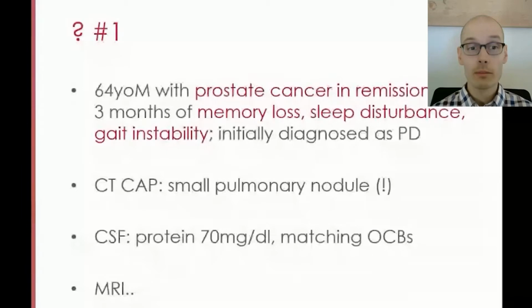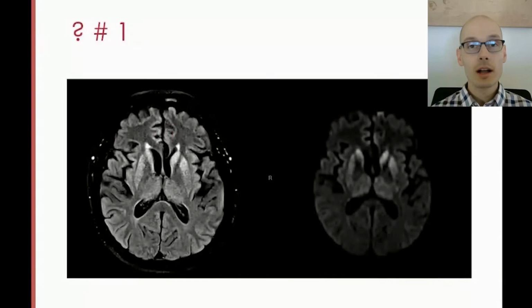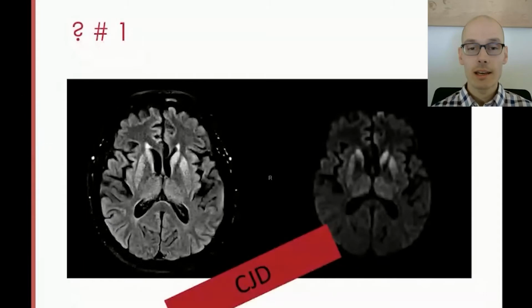Well, further data comes in. We see some matching oligoclonal bands in the spinal fluid. It's minimally abnormal. MRI, however, shows something a little unexpected. We see some T2 hyperintensities in the subcortical basal ganglia region here, but bilaterally, also with diffusion restriction in those same areas, as well as the thalamus. So this is actually a case of CJD, or prion-related disease, and RT-QuIC CSF testing, which is specific and sensitive, did return positive sometime later. Okay, so this is CJD.